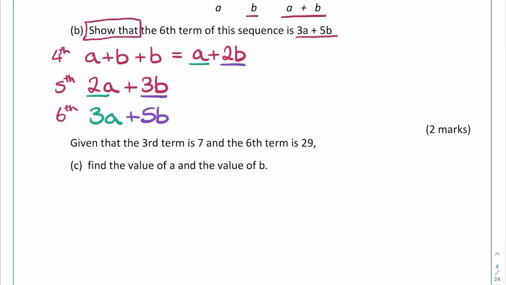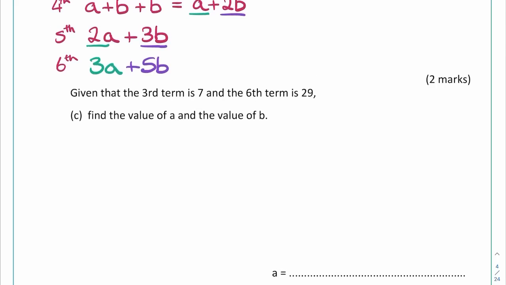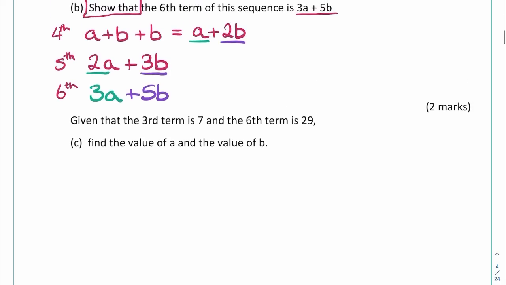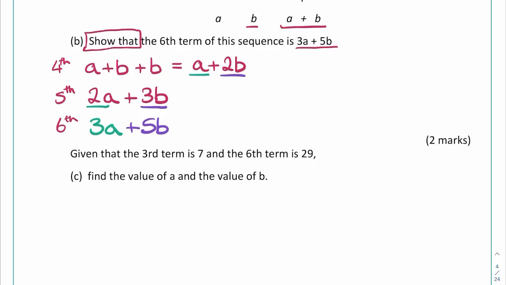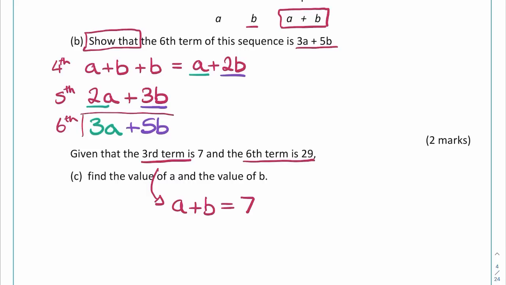Okay, on to the last part. It says, given that the 3rd term is 7 and the 6th term is 29, find the value of A and the value of B. Well, the 3rd term up here was A plus B, so that there tells us that A plus B is equal to 7. It also tells us that the 6th term is 29, and the 6th term we've just worked out, 3A plus 5B. So 3A plus 5B is equal to 29.